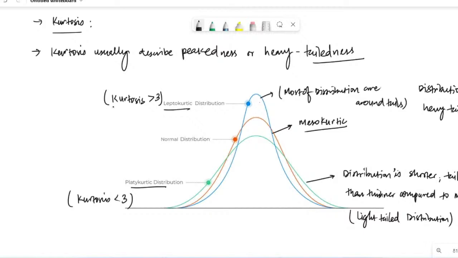So this is your standard rule: if it is greater than 3, or if it is smaller than 3, according to this we say whether your data is leptokurtic or platykurtic. Okay, are all these points clear?